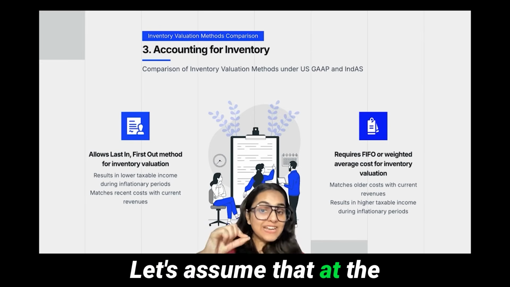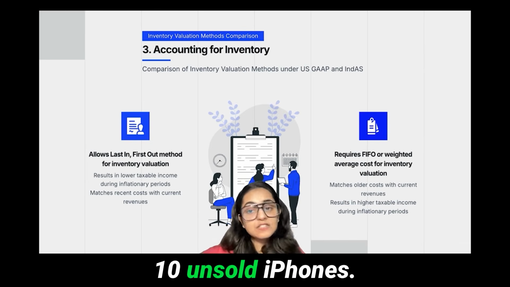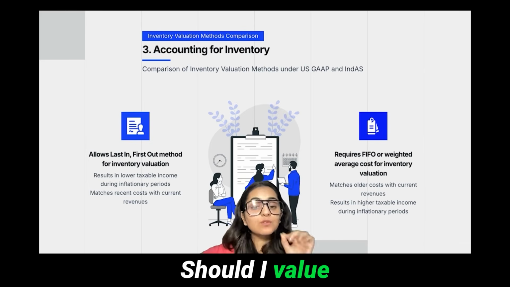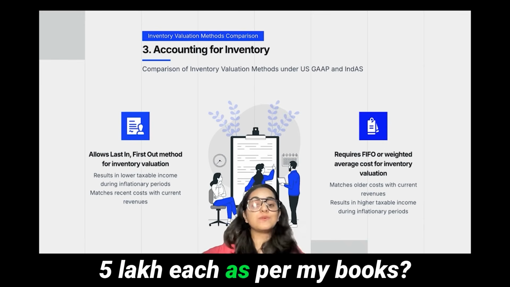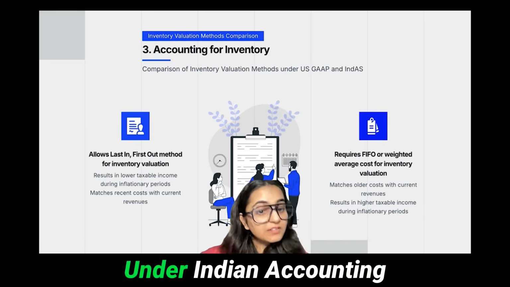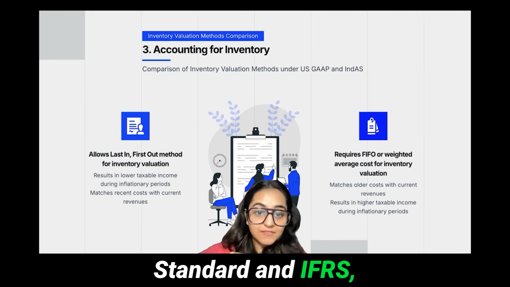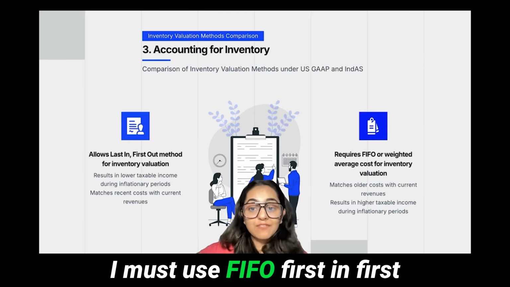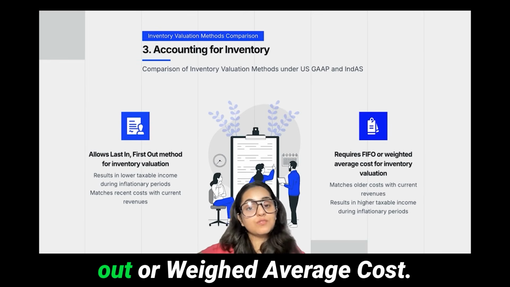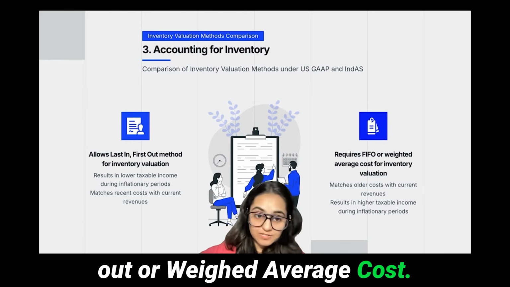Let's assume that at the end of the year, I have 10 unsold iPhones. Should I value them at 1 lakh, 1.25, or 1.5 lakh each as per my books? Under Indian Accounting Standard and IFRS, I cannot use LIFO. I must use FIFO, first in, first out, or weighted average cost.